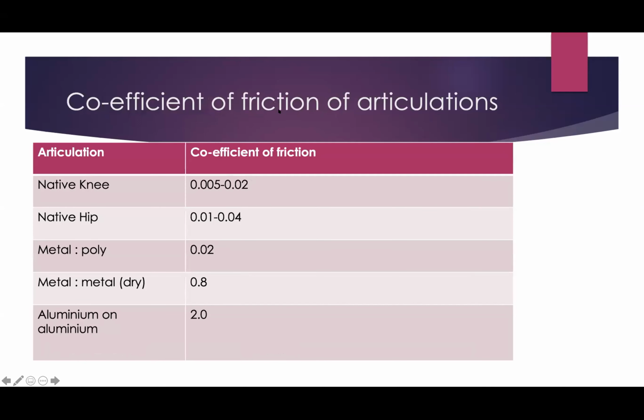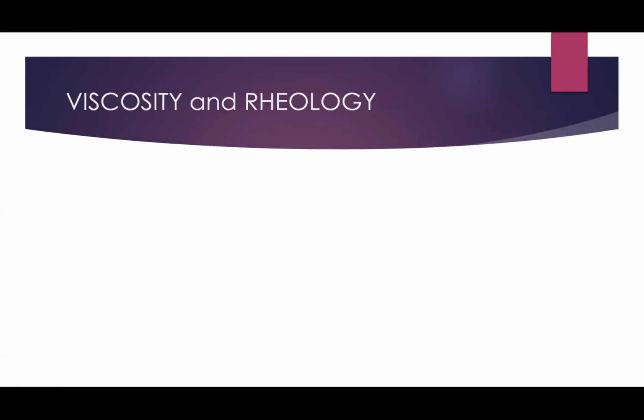And also the coefficient of friction of the different articulations. Again, you need to know this for the exam. The only thing I want to draw your attention to is look how low it is for the native knee and the native hip. So that means that your native cartilage is always going to be better than the best joint replacement in the world. You cannot compensate for the true joint or true articulation.